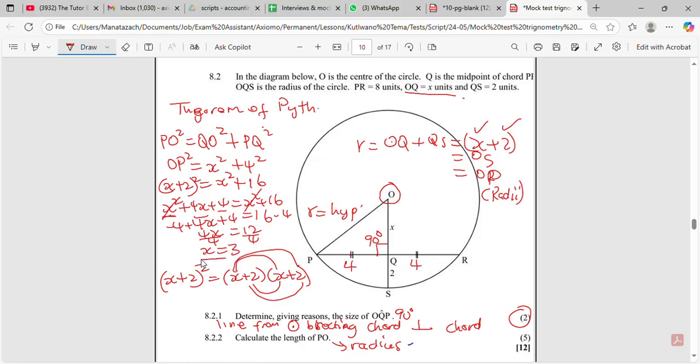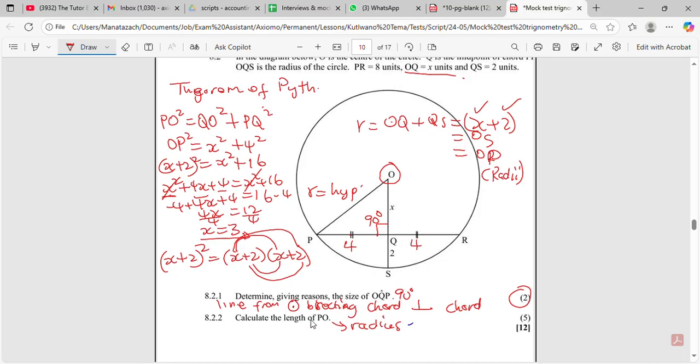Remember, we've just calculated x, we have not calculated PO, which is what the question is asking. We said PO is x plus 2 from our initial statement over there. So now that we know x is 3, we'll just substitute 3 plus 2. That means PO is equal to 5, and that's all. Then you have the 5 marks.